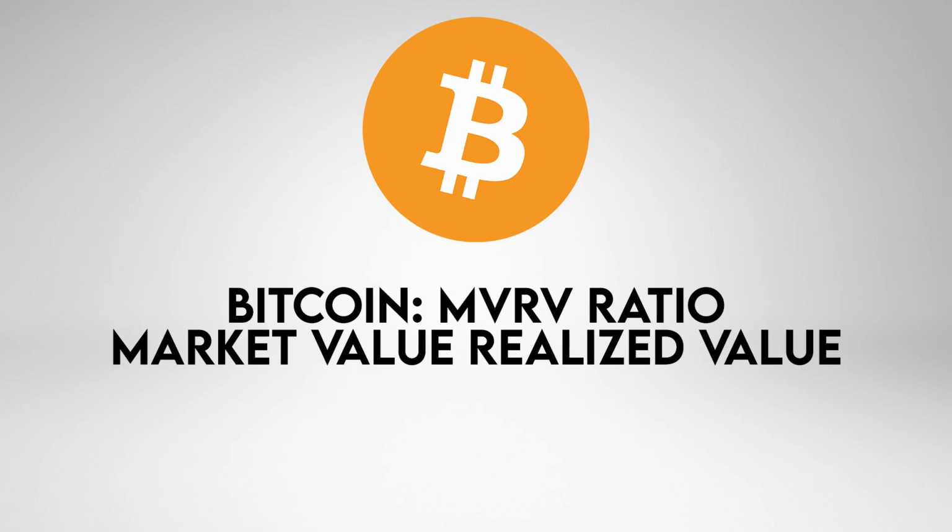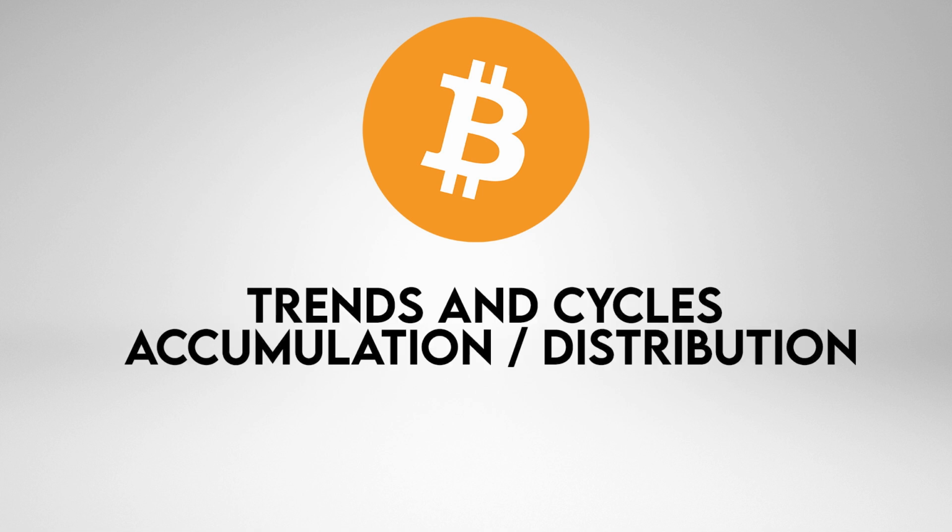Today I would like to talk about the MVRV indicator. It's market value to realized value for Bitcoin. MVRV is a popular on-chain indicator that helps identify Bitcoin price lows and highs. The MVRV indicator is designed to analyze the long-term trends and the cycles. It is used as a tool for detecting two main market phases: accumulation and distribution.